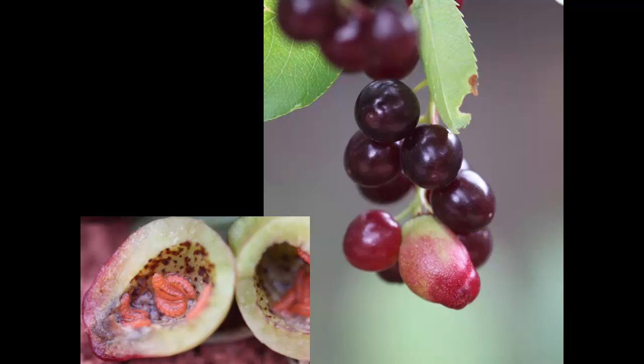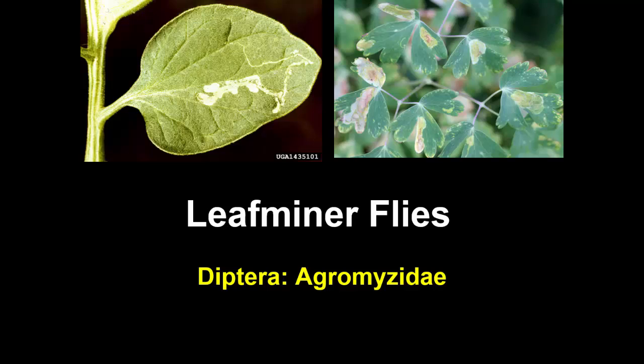And were you to open it up at the right time, you might see these little orangey larvae within it, and that's the insect that has induced a growth change, a developing seed or fruit, to become a gall. But mostly gall midges are associated not with the flowers, but with the leaves and developing shoots of plants.